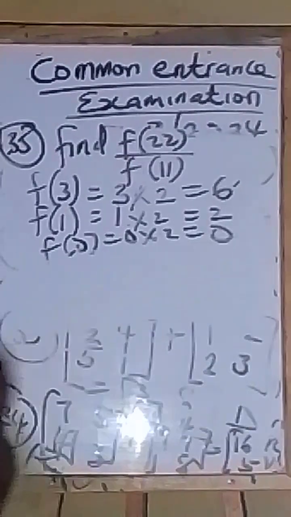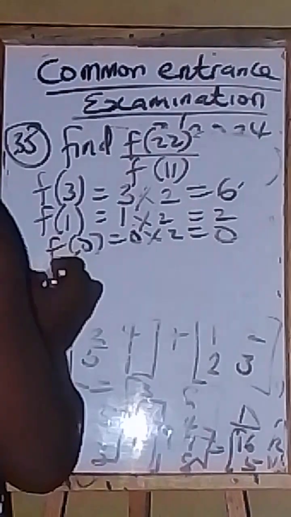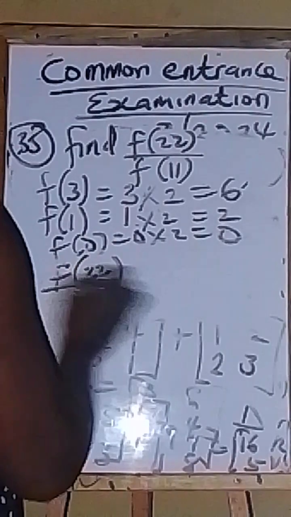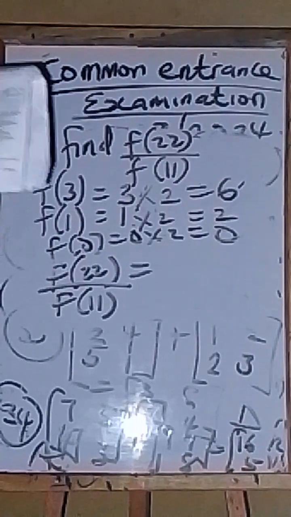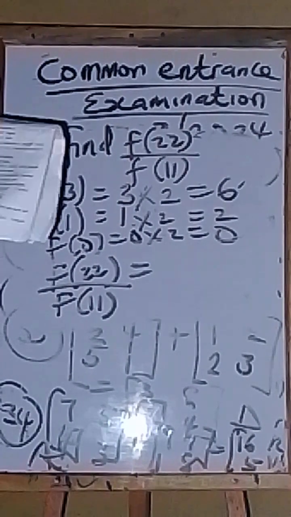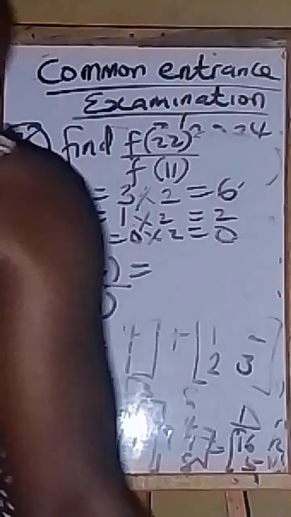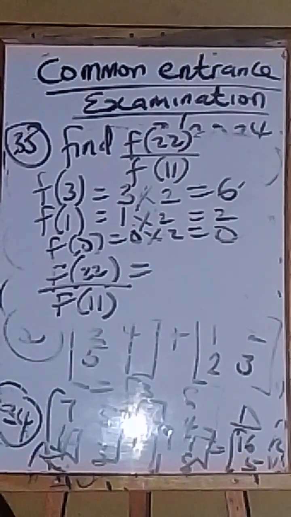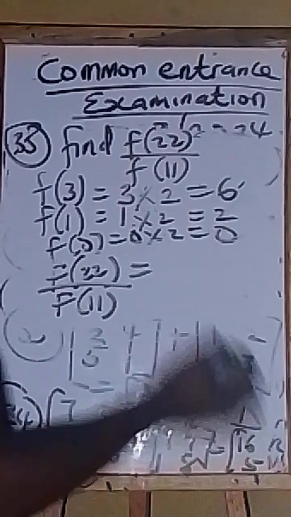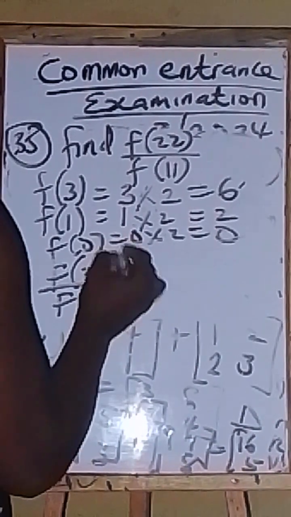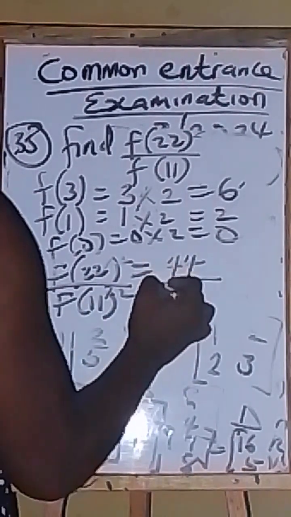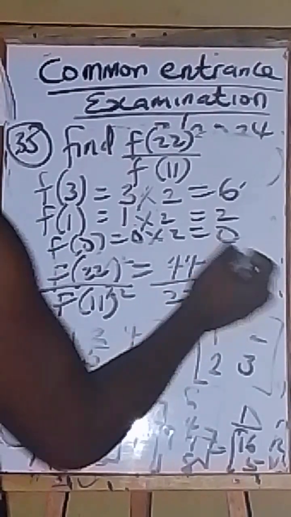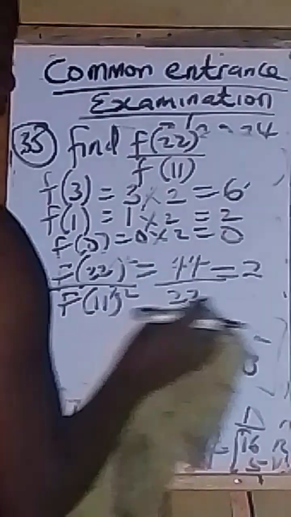So we consider from here, we have f of 22 over f of 11. So what do you do from here? For f of 22, just multiply this by 2, that's 44. Multiply this by 2, that's 22. So we divide, and the answer is 2.